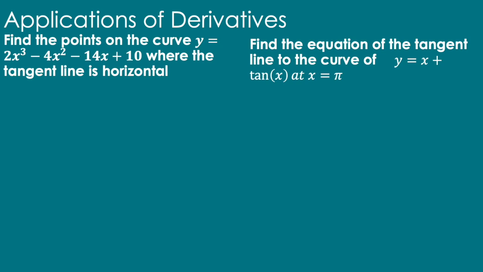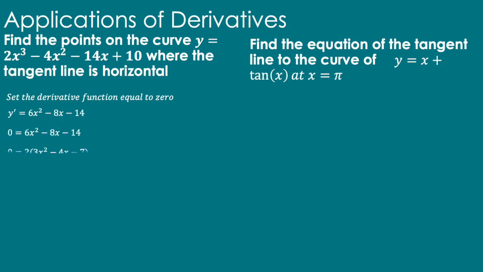So let's take a look at a couple of applications of derivatives. So the first application is figuring out where the tangent line is horizontal. To do that, we set the derivative function equal to 0. So take the derivative, set it equal to 0, then see if you can factor it. In this case, we can factor out a 2, and the function in the parentheses is indeed factorable, 3x minus 7 and x plus 1.